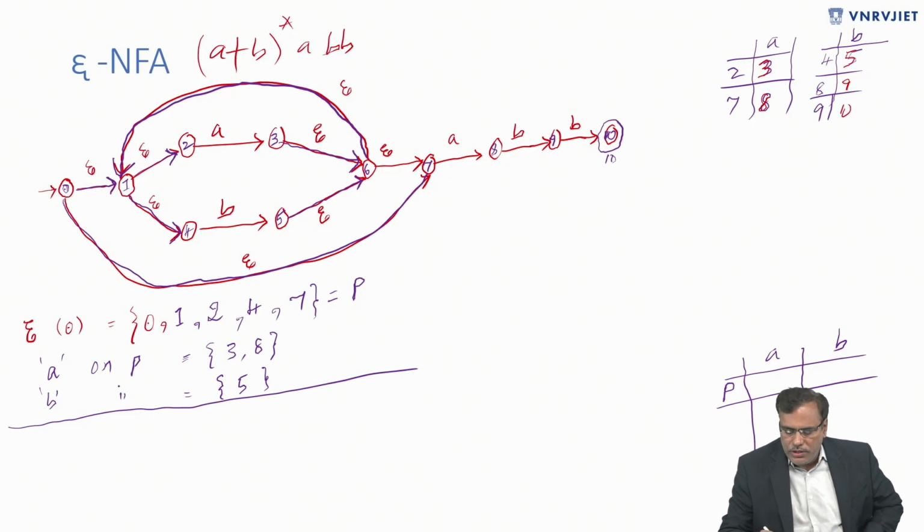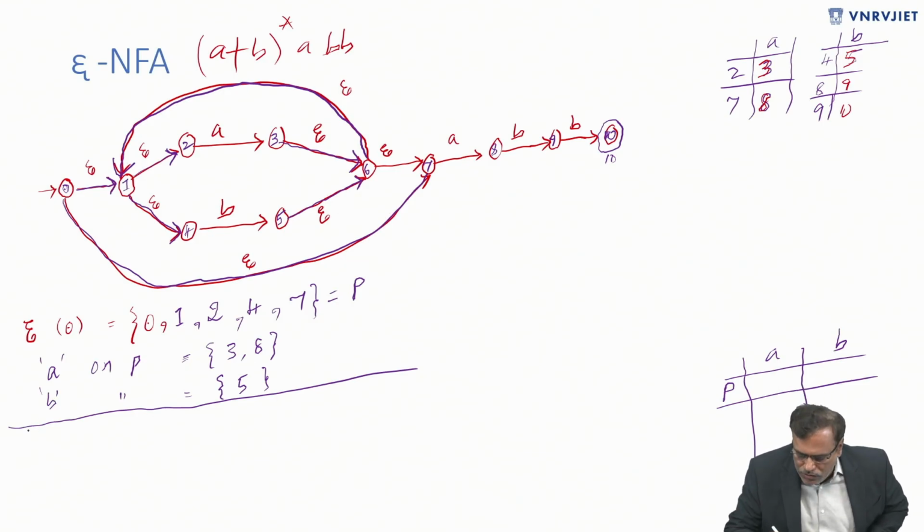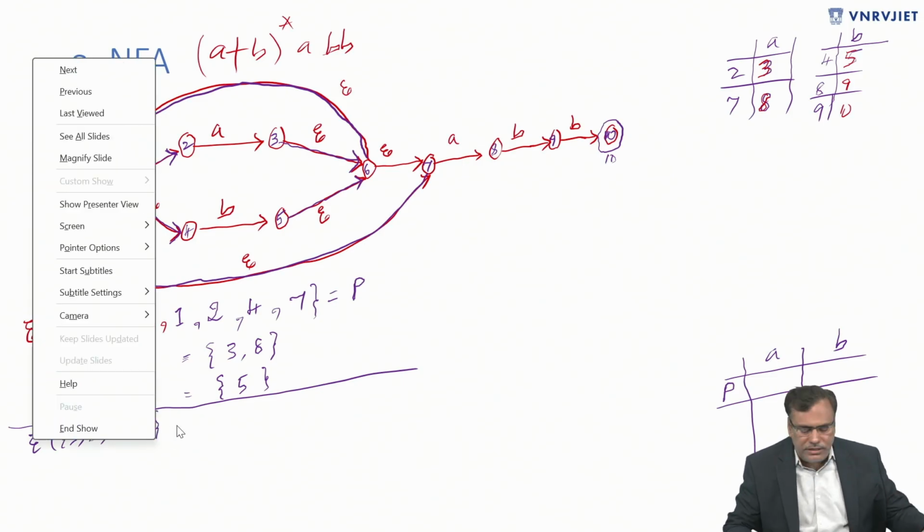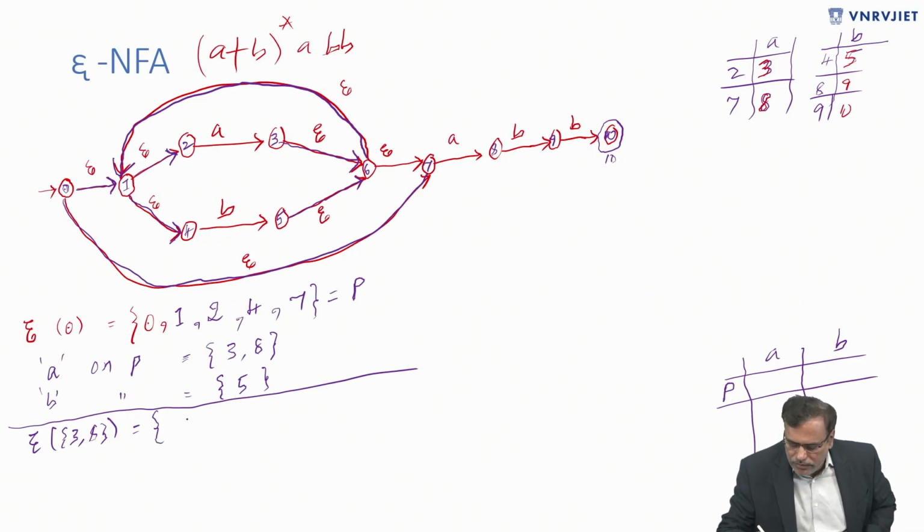So now you got this: 3, 8, and 5. For this, you have to find the epsilon closure. So epsilon closure of 3, 8 in the sense, according to the rule, let me write in the order. First, 3 and 8 can be added. Epsilon closure of S in the sense, S is added to the epsilon closure of S. As per that, 3 and 8 are going to get added.